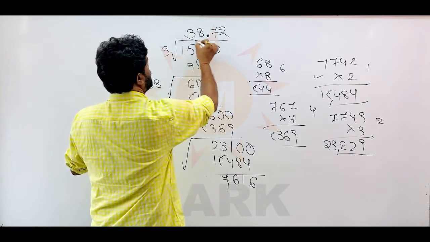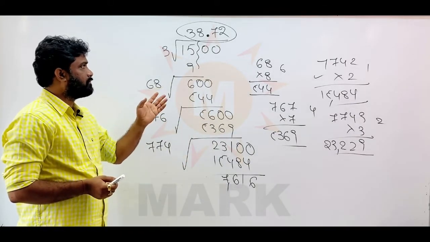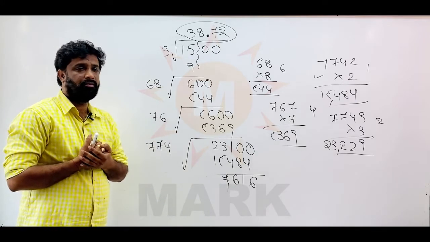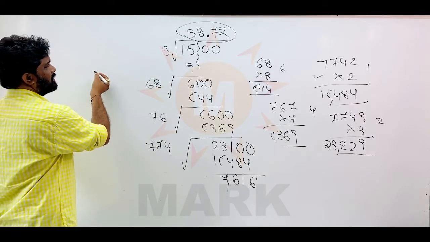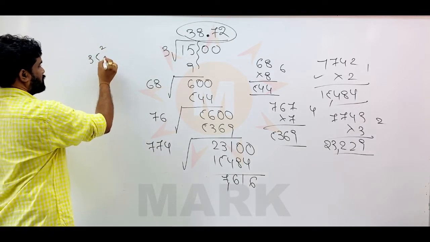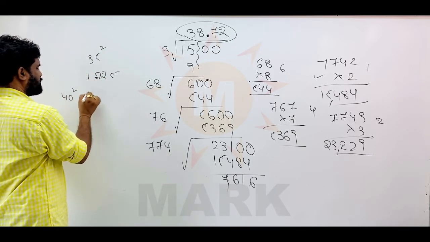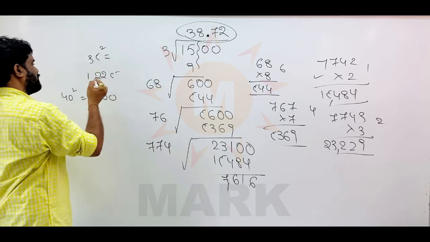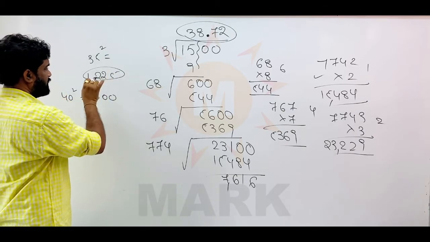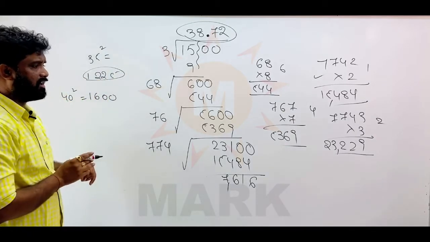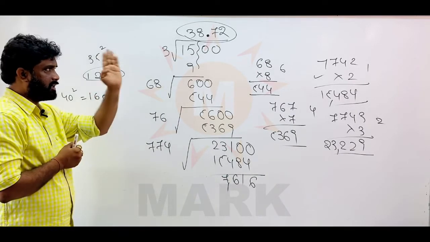is 38.72. Up to 2 number sensitivity I have found. The square root of the non-perfect square number 1500 is 38.72, because I can clearly see that 35 whole square is 1225, and if you take 40 square it is coming as 1600. So definitely it should be in between 35 and 40 only, because 1500 is in between 1225 and 1600. So obviously everything is coming as correct approximately. So the square root of the non-perfect square number 1500 is 38.72.